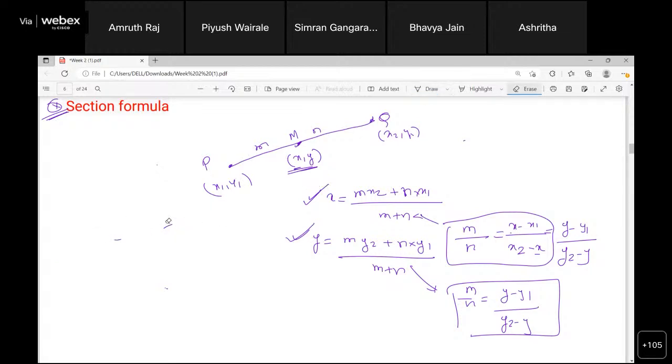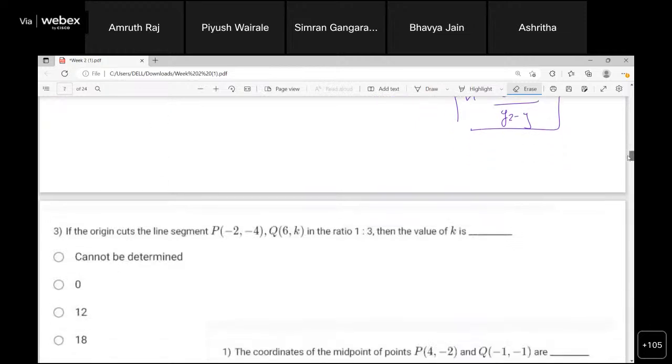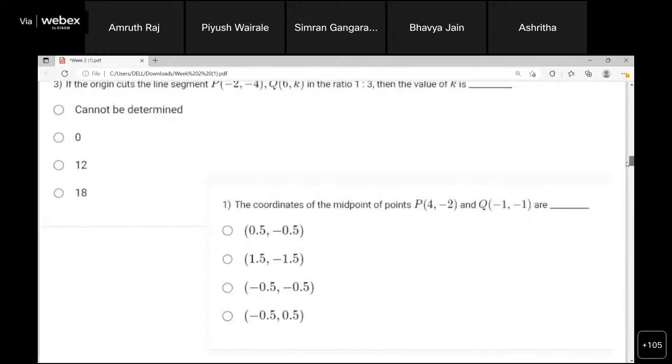Any doubt in the section formula? Anyone? No, sir, not really. Just to reconfirm.